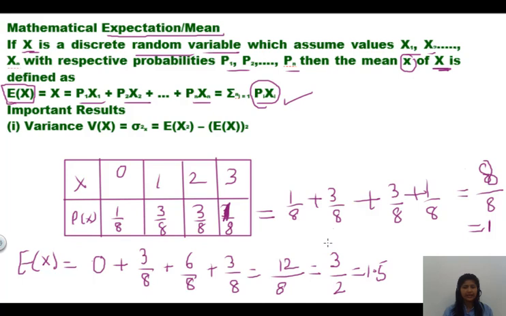This is how we are going to find the mean. The first thing is to find the random variable values. The second is to find the corresponding probabilities. And the third is to make the table and then find the expectation, or the mean, or the expected value. This is known as mean.